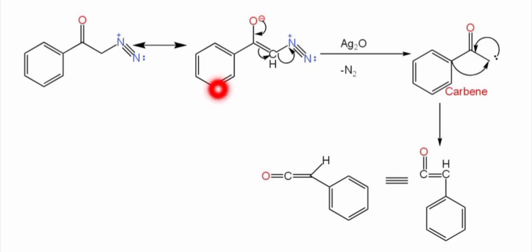What is the first step? Just write its resonating form, a pi bond over here, and oxygen gets a negative charge. What is the next step? Just the removal of nitrogen. N2 is liberated, and because of that carbene is formed, and rearrangement will take place on the carbene. The group attached to the carbonyl center migrates towards the carbene and a pi bond forms over here, and so we get our species ketene. Carbon-carbon has a pi bond, carbon-oxygen has a pi bond.